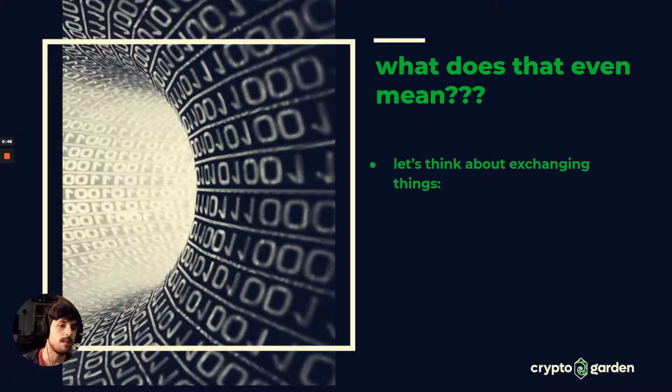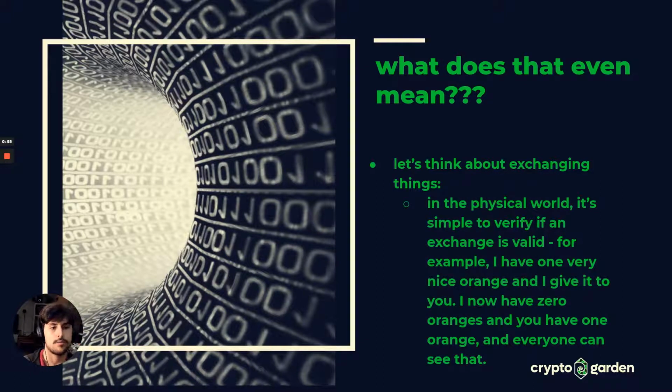Well, let's forget about the technology for a second and think about exchanging things, right? If we are in the physical world, it's very simple to verify if an exchange is valid. For example, say I have an orange and I'm sitting right beside Pete, right? And I decide to give him the orange. Well, I now have 0 oranges and Pete has 1 orange, and everyone can see that, right? You can see that I don't have any oranges.